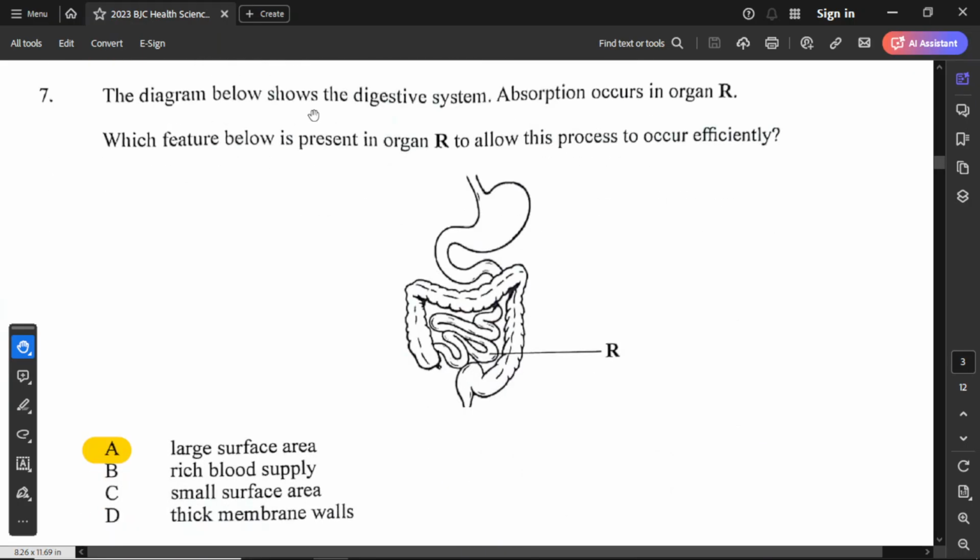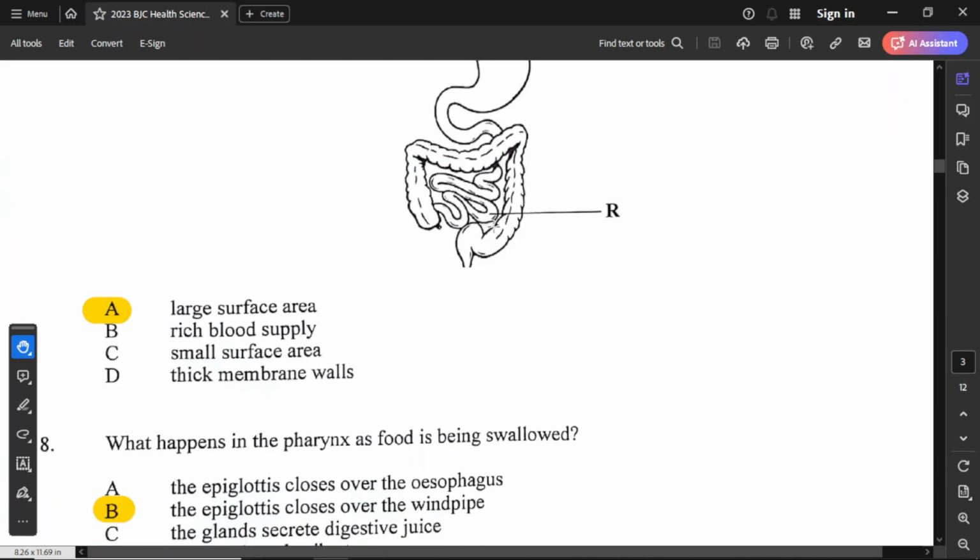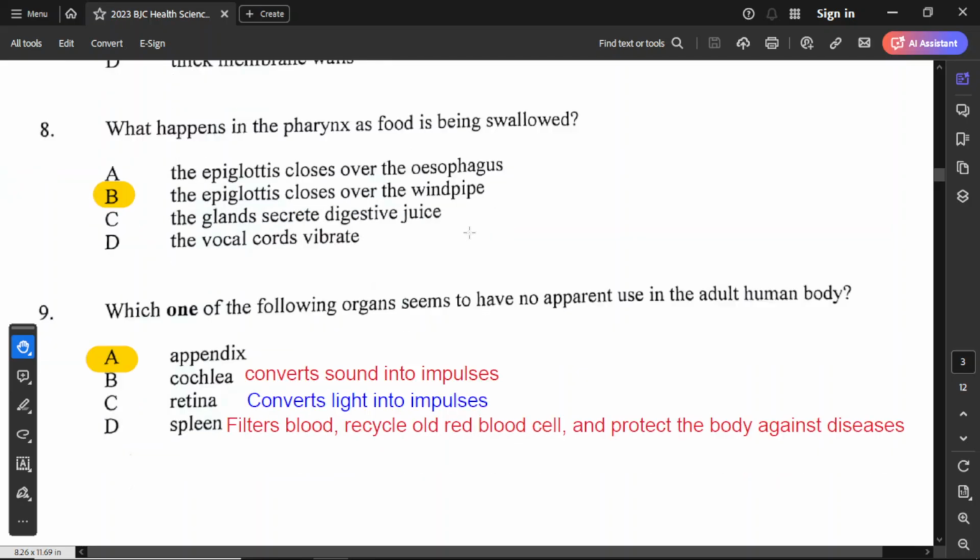For question number 7, it says the diagram below shows the digestive system. Absorption occurs in R. Which feature below is present in organ R to allow this process to occur effectively? And this is large surface area. As a matter of fact, this is the small intestine. On the walls of the small intestine, what we find are structures called villi. And villi further increase the surface area of the small intestine for absorption. So option A is correct for question number 7.